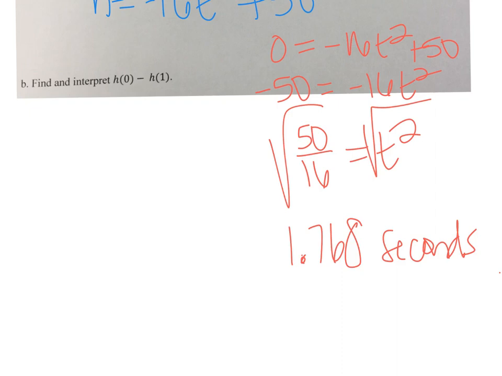And notice I did not use any negatives. Why? Because you cannot go back in time. You cannot have negative time. You can only have positive time, just like you can't have negative distance. So it's not before we started, before we got up to where we were going to drop the egg. It's after time 0, so 1.768 seconds.